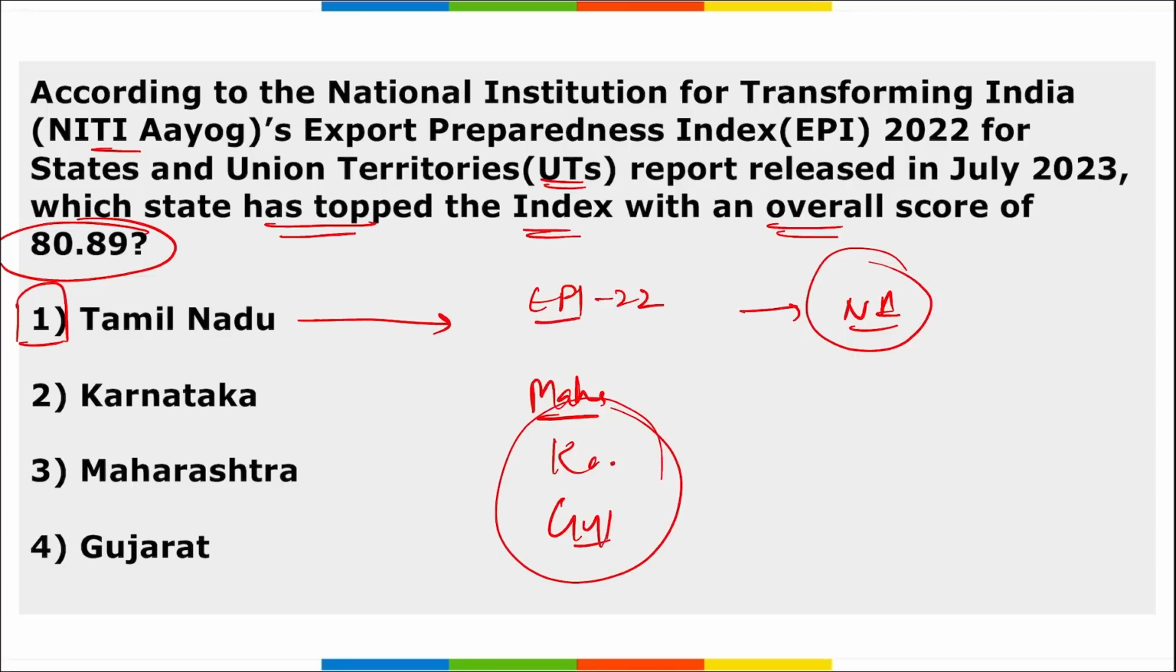Next, remember, if we talk about this Export Preparedness Index, that is how much we are exporting and what is the overall preparedness for tackling a large amount of data or small amount of data at a given time. So basically what kind of trade or export is taking place. Overall, Tamil Nadu has topped here.